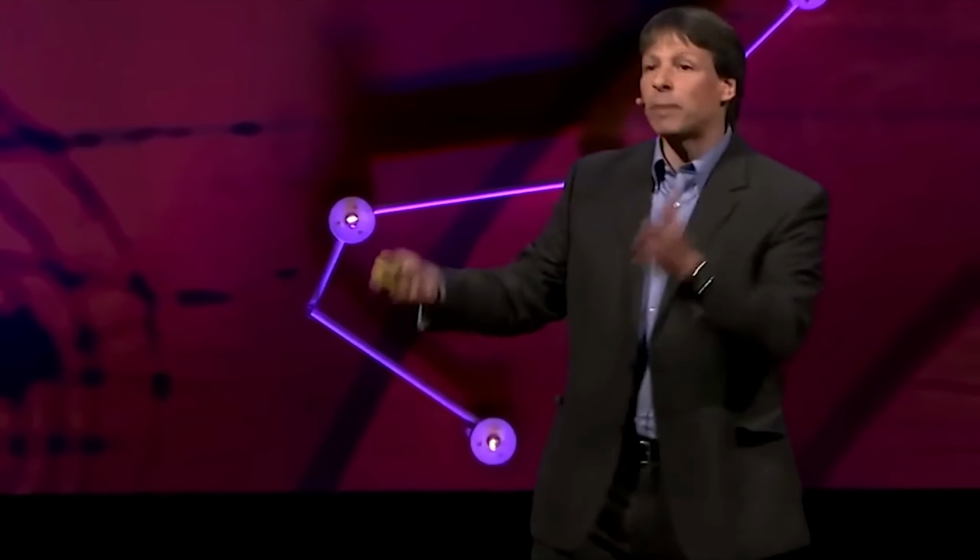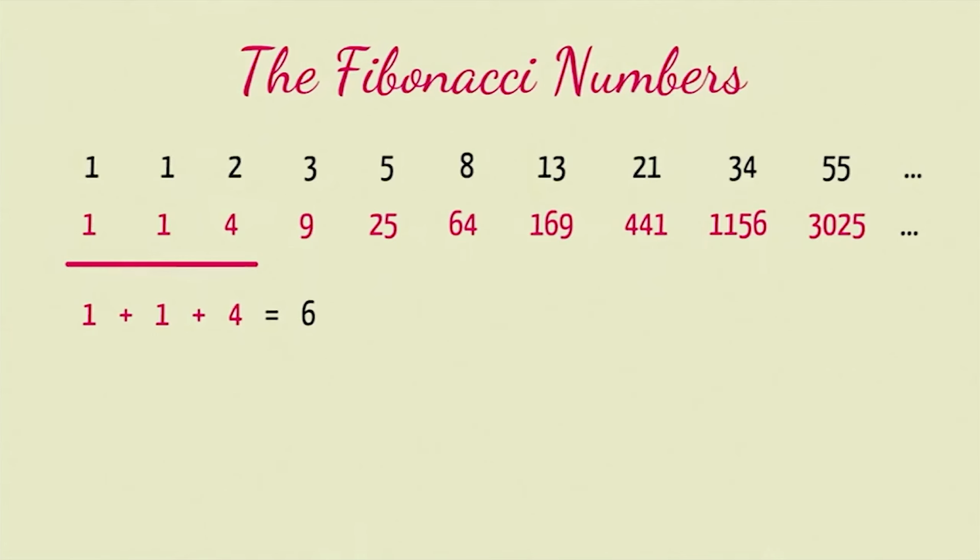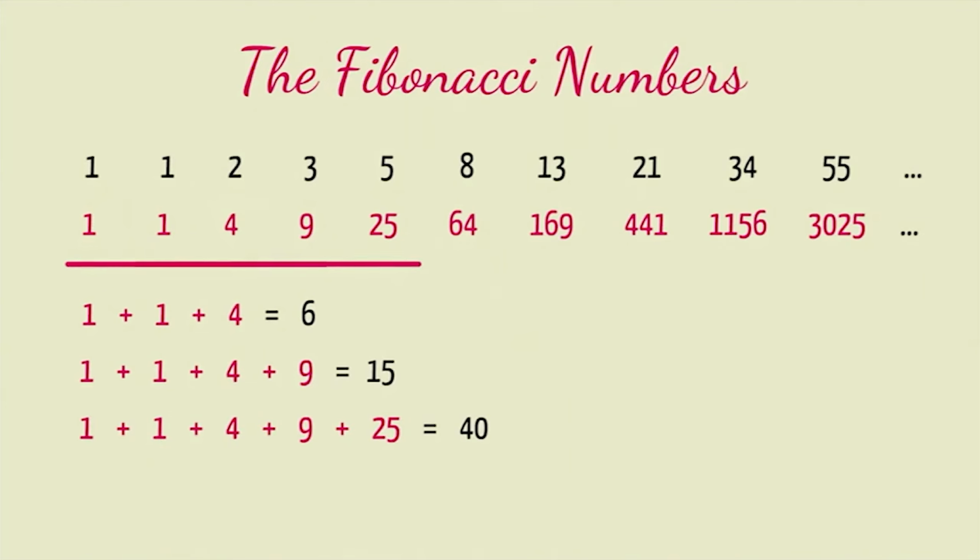So 1 plus 1 plus 4 is 6. Add 9 to that, we get 15. Add 25, we get 40. Add 64, we get 104. Now look at those numbers.